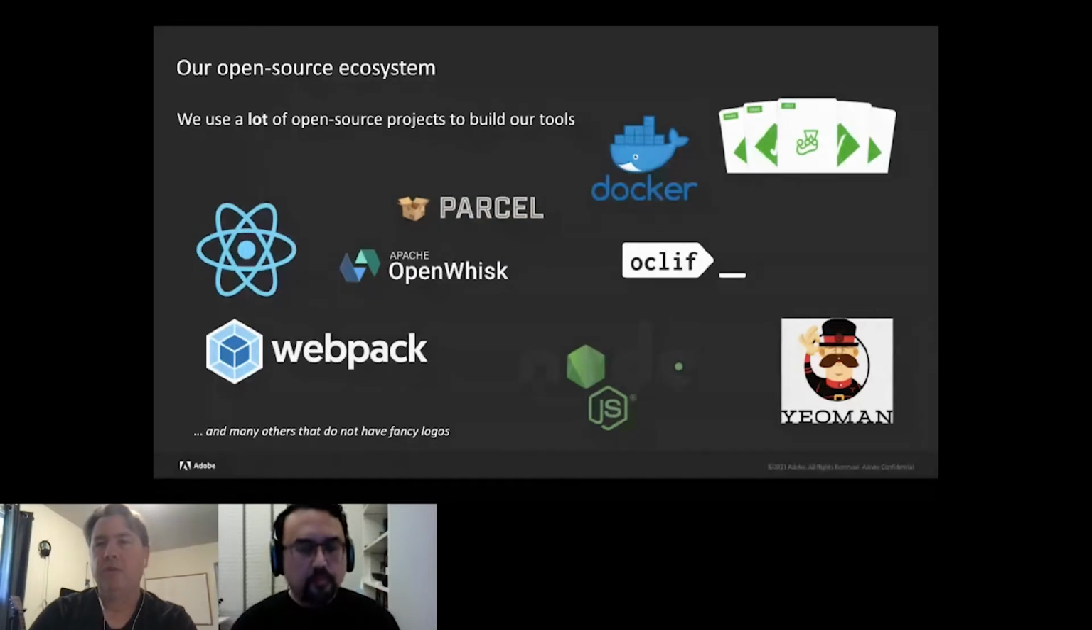We use Jest for tooling. We use Yeoman for generators for different types of applications that you could create. And we use Docker for running OpenWhisk locally, or running Adobe Runtime locally on your own machine, so you can debug and do things locally.